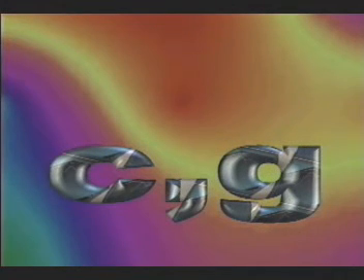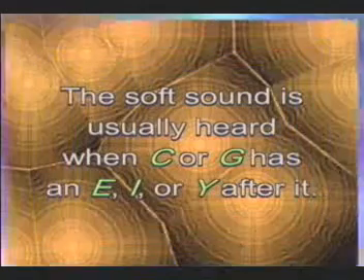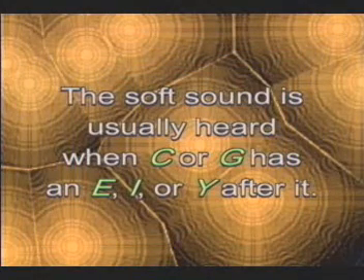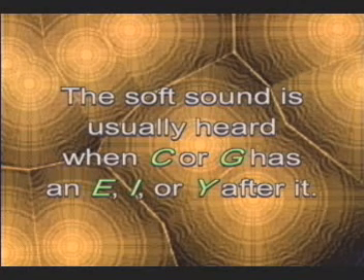These two letters, C and G, have another sound called a soft sound. The soft sound for C is S, just like S. And the soft sound for G is J. The soft sound is usually heard when the C or G has an E, I, or Y after it.